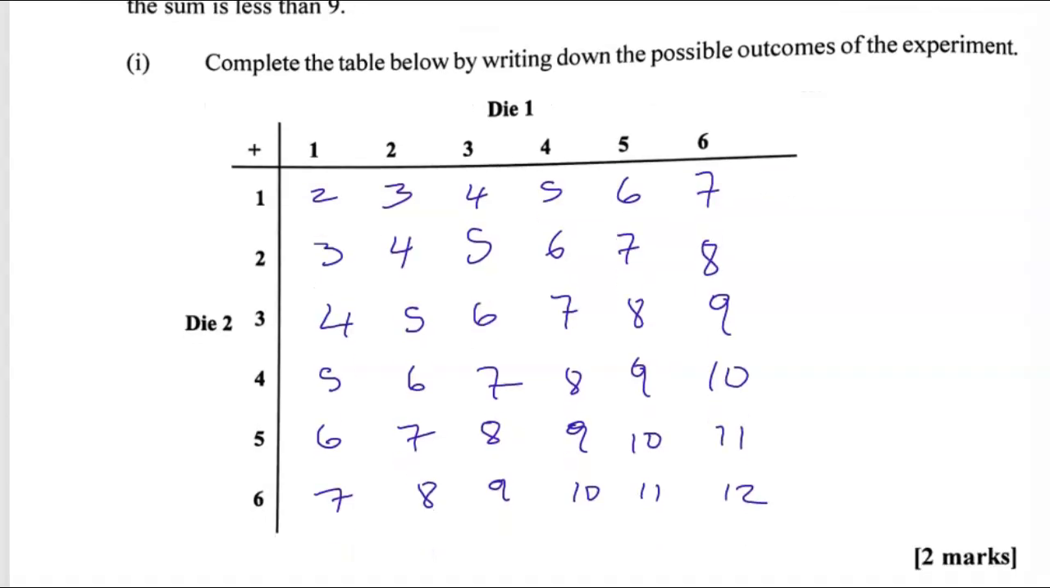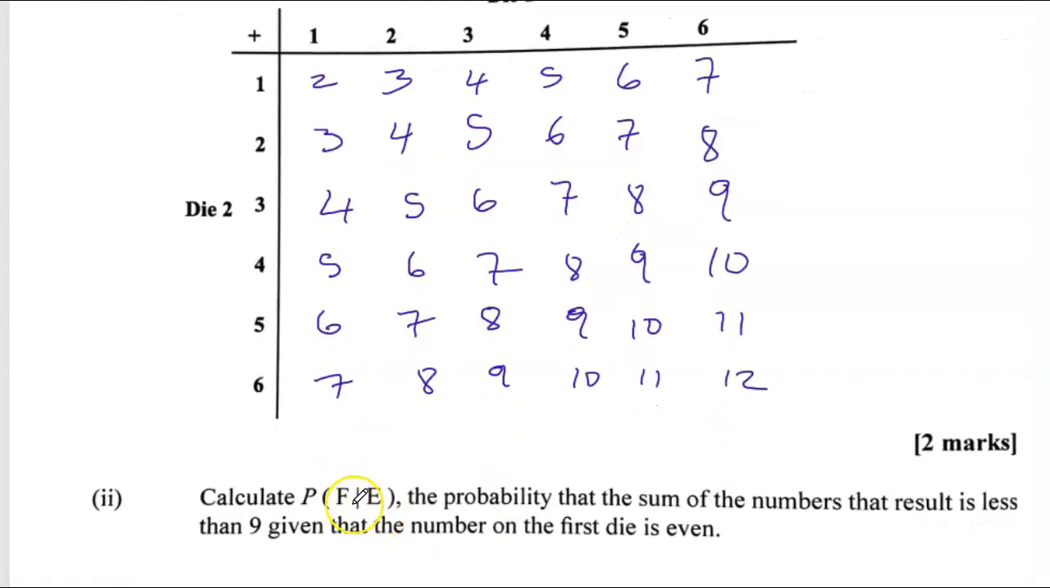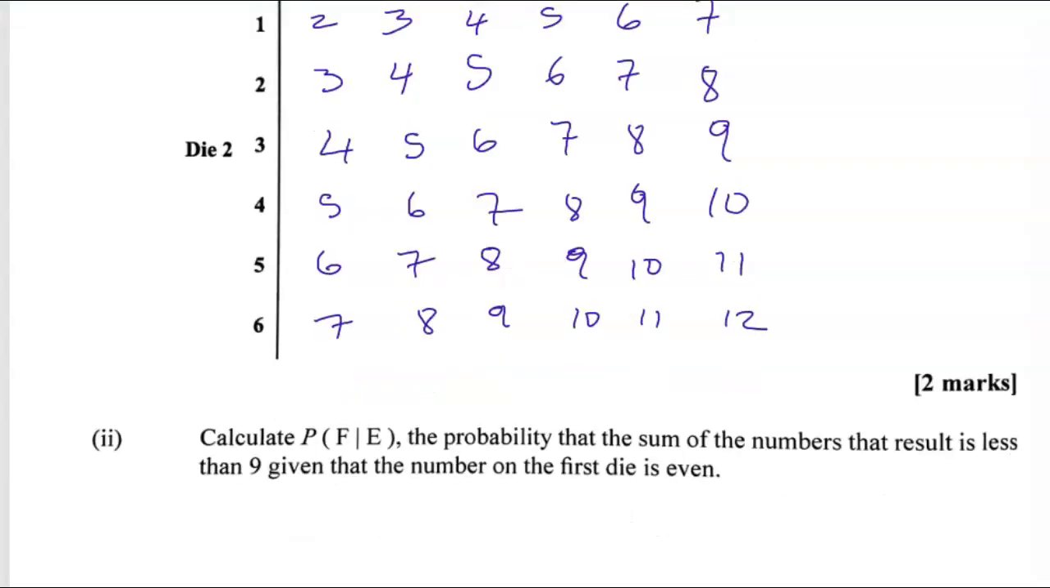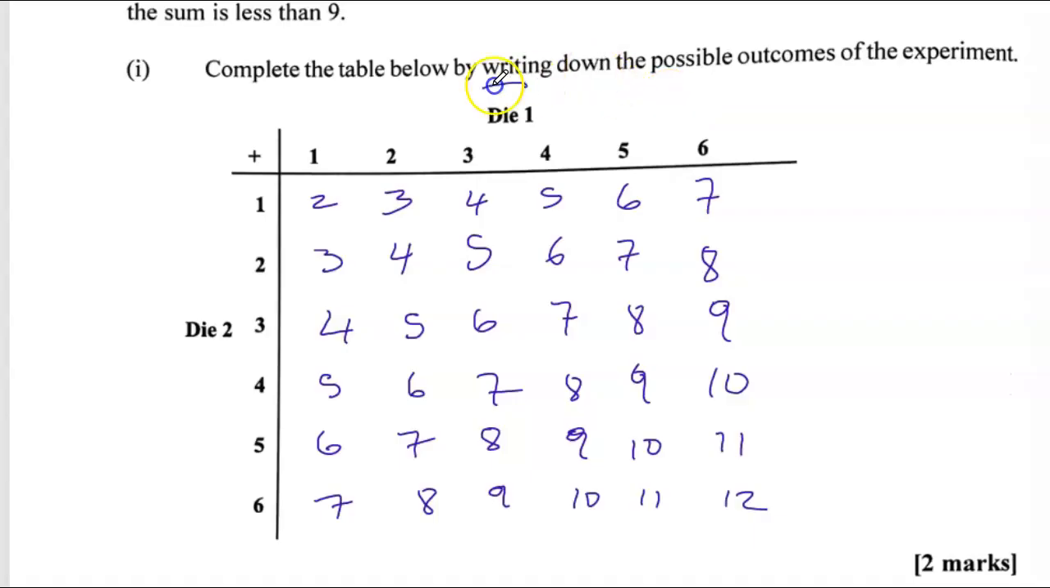What are we asked to do now? Calculate, it's a conditional probability. Calculate F given E. F represents the event that the sum of the numbers that result is less than 9, and E represents the event that the first die is even. So it's a conditional probability. F given E means that we already know the number on the first die is even.